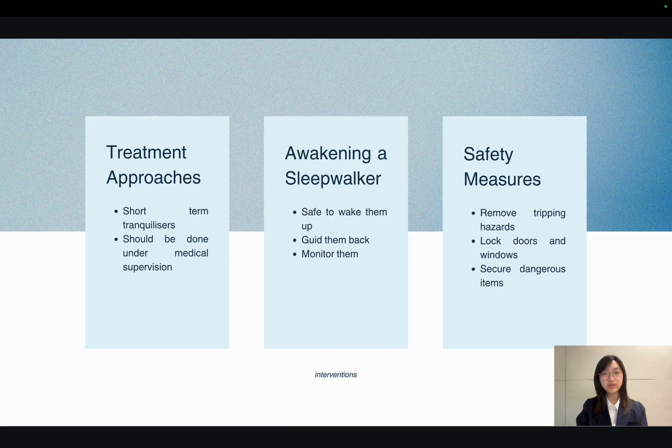The easiest way to intervene is to clean up the environment. Ensure that you remove tripping hazards, lock doors, windows, and use a stair gate if you have stairs. Securing dangerous items such as knives can also minimize accidents.